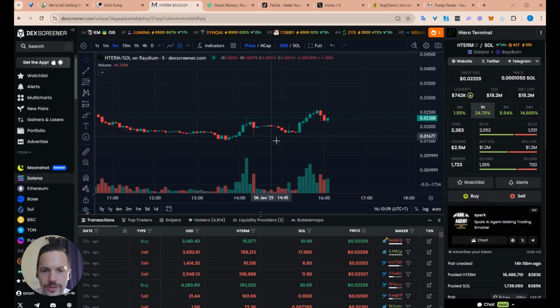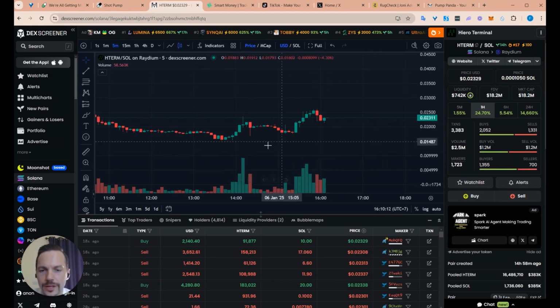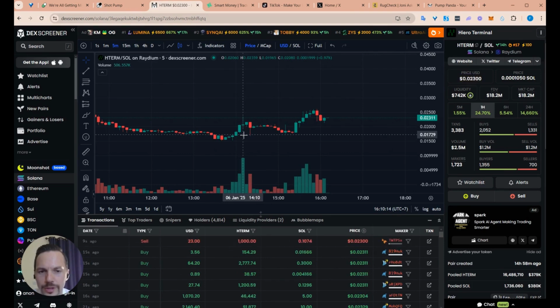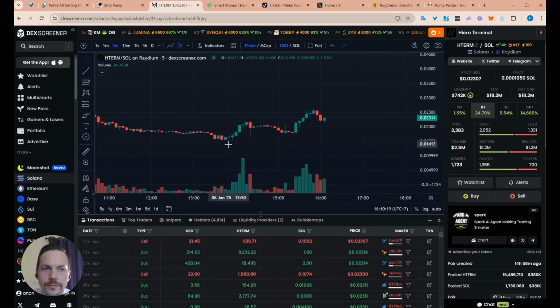In general, these coins with these signals from these smart investors are coins that are already at a higher market cap, so you can take a bit more risk.